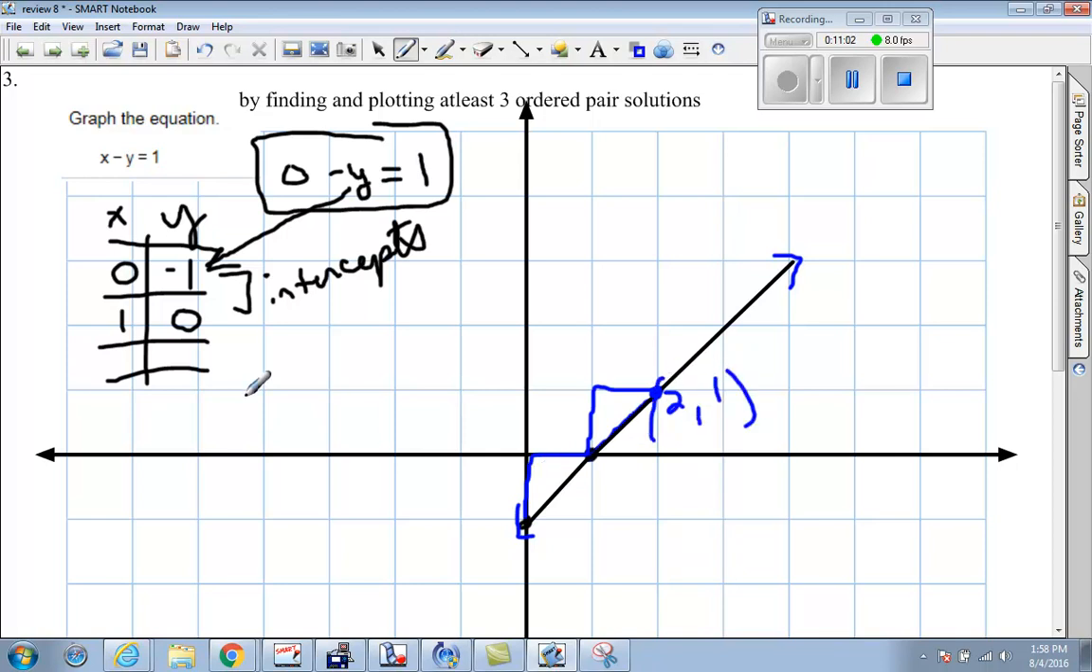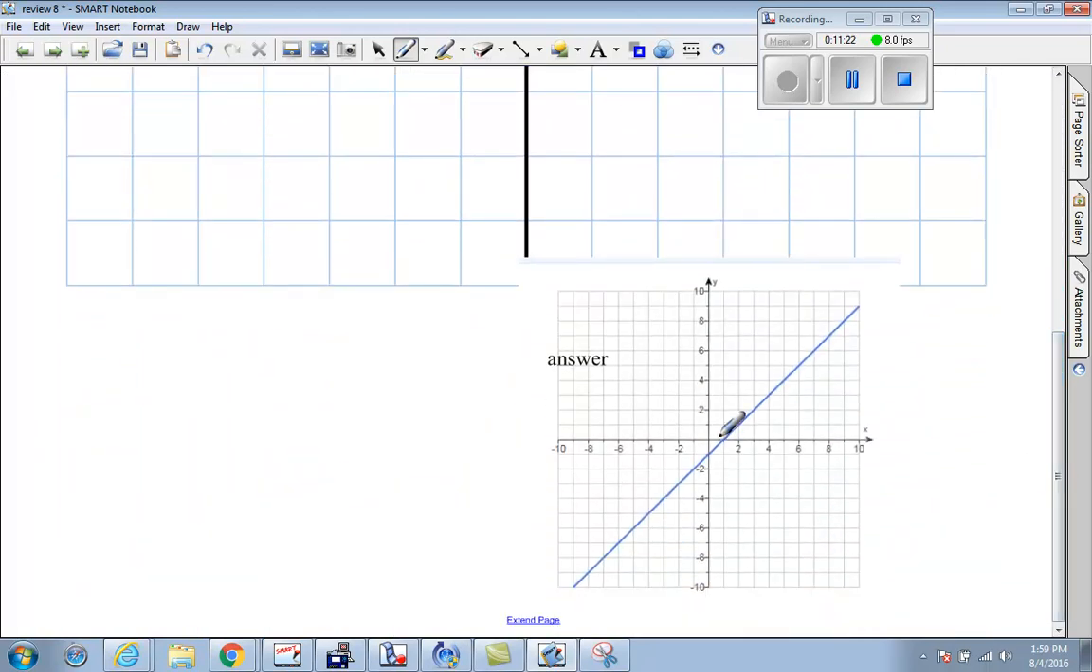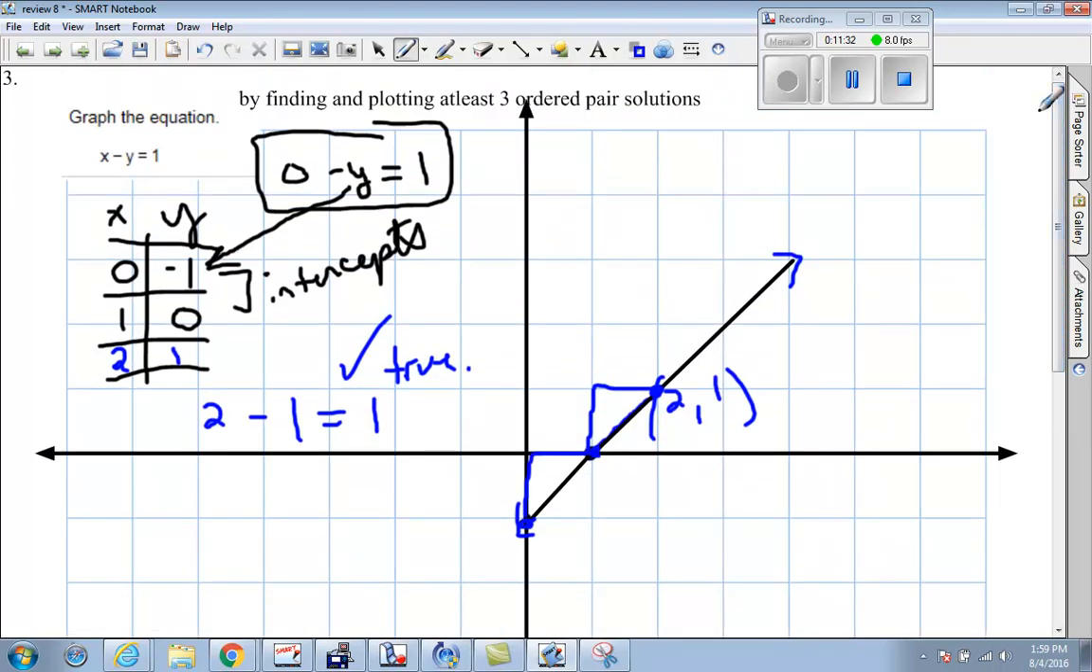2, 1. Well, we also know that 2, 1 satisfies the equation, right? Is it true that 2 minus 1 makes 1? True, right? So we know that those ordered pairs live along that line. 1, 2, 3. All right? And we see it in the solution here. There's a 1, 0, there's 0, -1, and we see we are correct. All right, hope that helps. Now let's head to the next one.